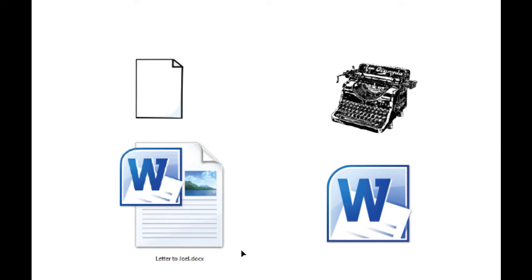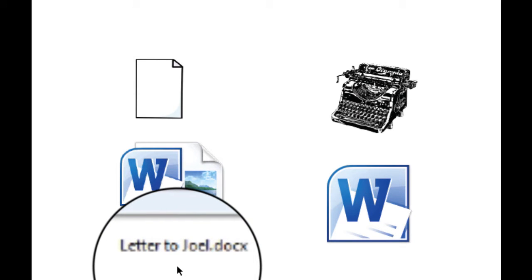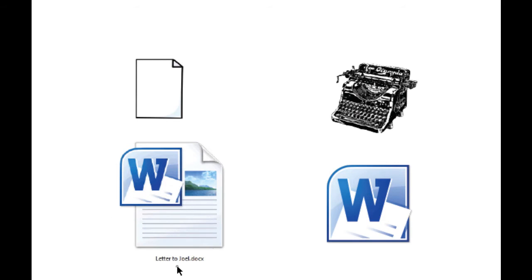But now the document is not a piece of paper, it is a file, like the files we've been looking at. Here's one file that we've been looking at called lettertojoel.docx. So lettertojoel.docx is the name of this file, and just like the piece of paper in the typewriter, this file goes into the program Microsoft Word. It is opened by Microsoft Word. We change it, we save it, and we now have a document. So just like the paper goes into the typewriter, the file lettertojoel.docx goes into Microsoft Word.